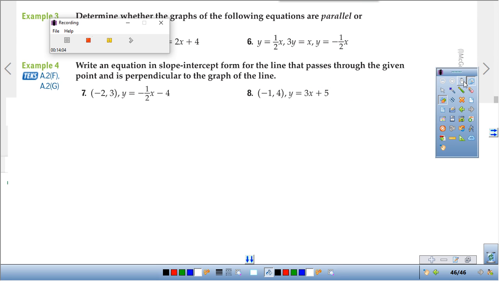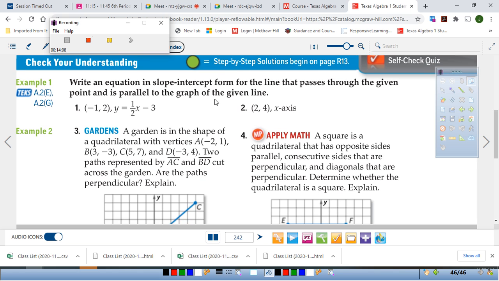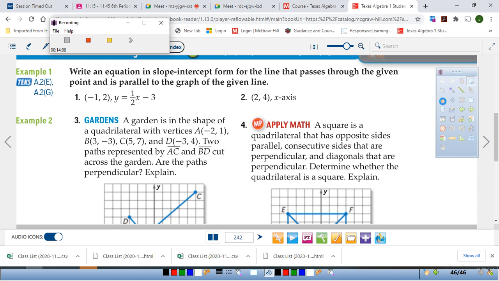Oh, this one's going to be perpendicular. Let's go to one that's parallel, yeah? Let's try parallel. Okay, let's try number 1. Let's try parallelness.